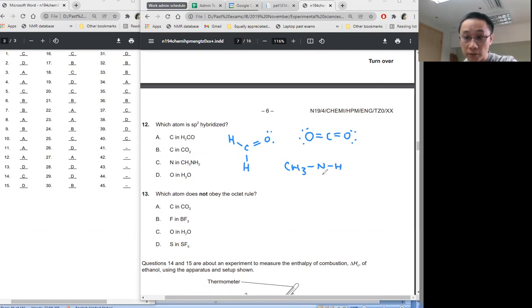CH3NH2 may be a trap answer, but students should not overlook the lone pair on the nitrogen in deducing that the nitrogen is actually a 4-domain atom, hence it's an sp3 atom. Water, the oxygen is also a 4-domain atom, it's also an sp3 atom.